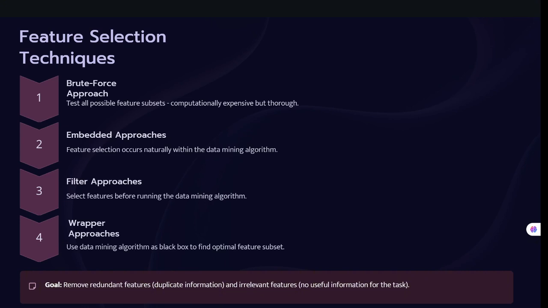So the goal is to remove redundant features, which duplicate information, and also irrelevant features, which have no useful information for the task. With the real world example in healthcare, predicting heart disease may start with 50 plus features, but feature selection might show that only age, cholesterol, blood pressure, or smoking habits are the most relevant. So this improves accuracy and reduces complexity.